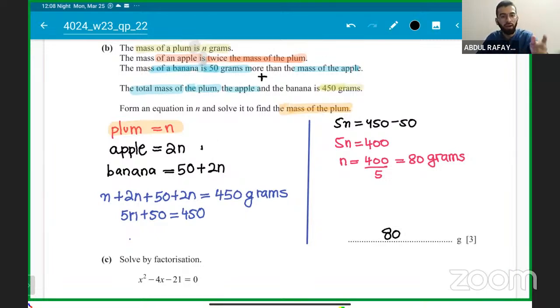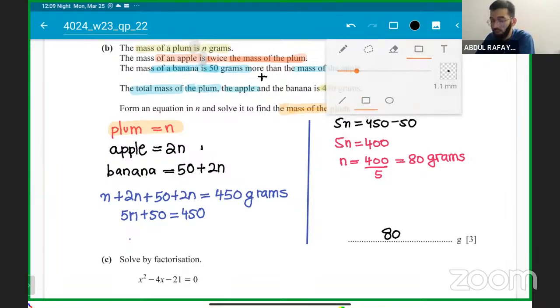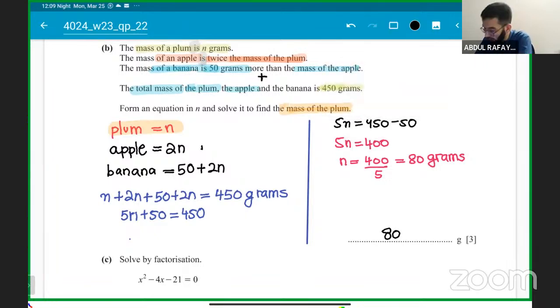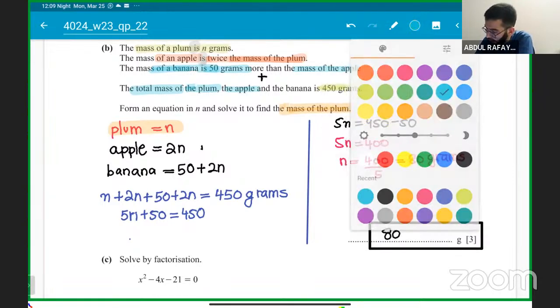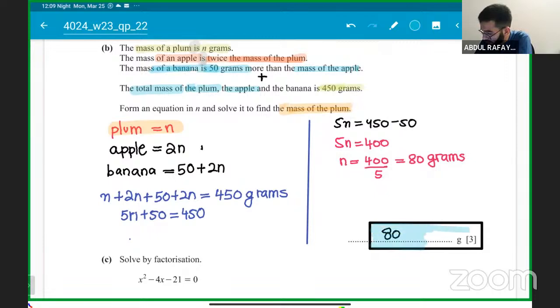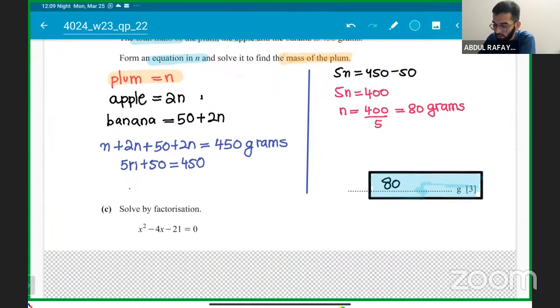So how will we find the answer? 2 times 80 gives the apple's mass. For the banana, 50 plus 2 times 80 gives the banana's mass. Okay, so be very careful. Make sure to read the question clearly till the end, forming an equation and then solving it.